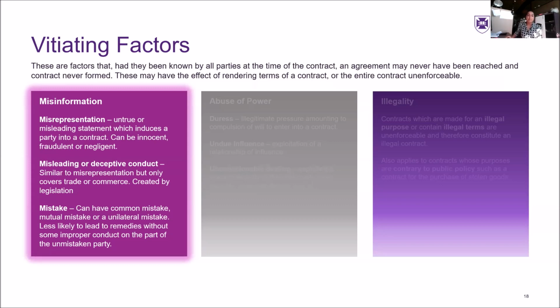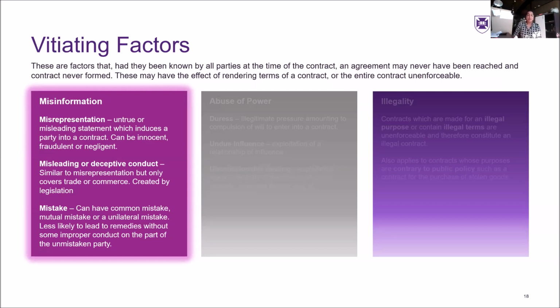We also have mistake. So this can be common, mutual, or unilateral. Unilateral is going to be the most common one, I guess, that we encounter. The other two are quite rare. Unilateral mistake is where one person is mistaken about some aspect of the contract and the other is not.